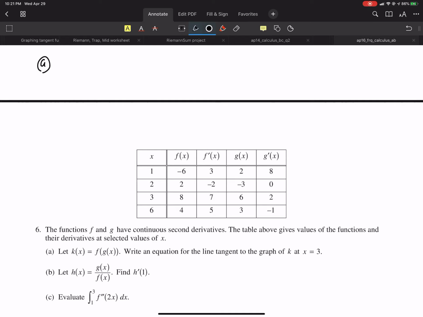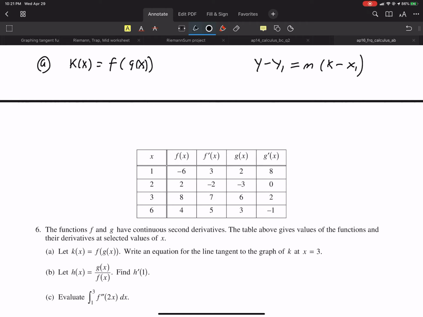They give you k of x. That's given. It's a composition of functions. And they want the equation of the tangent line. I wonder where I've seen this before. Golly gee, I don't think I've ever seen this. I wish Mr. Yoshida would have taught us the equation of a tangent line.